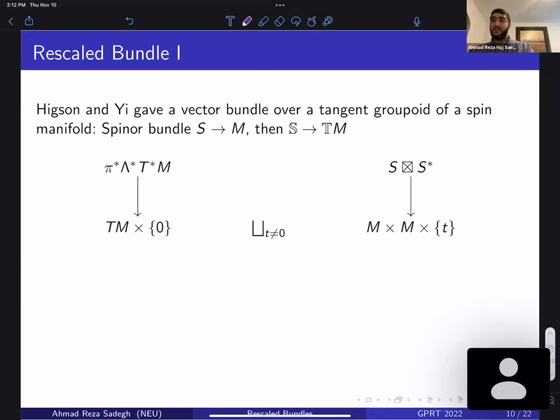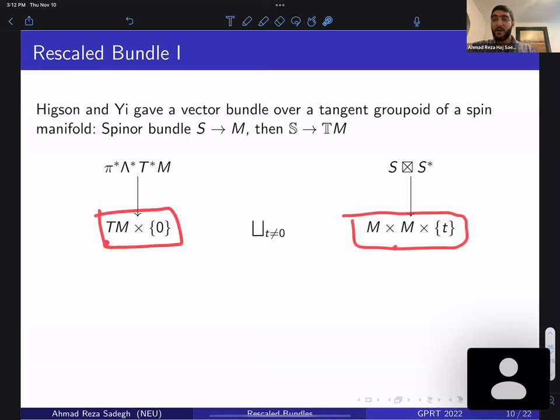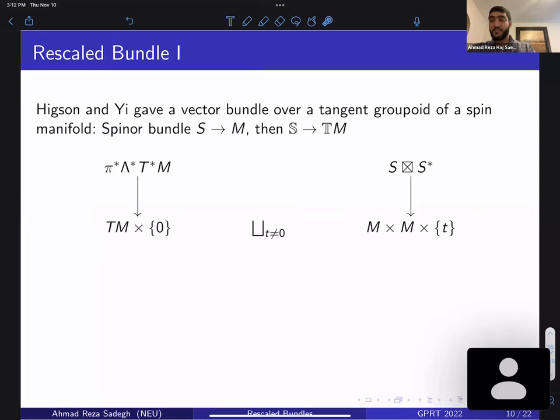If you want to see what this bundle is, it's given by this diagram. The tangent groupoid itself is given as a bunch of copies of the ambient manifold M times M, and also one copy of a tangent bundle, which in this case is the normal bundle of the diagonal embedding of M inside M times M. Over each part you see what the bundle is. Over the zero fiber part it is given by the box tensor product of the spinor bundle with its dual, and over the non-zero part it is naturally identifiable with the pullback of the exterior algebra.